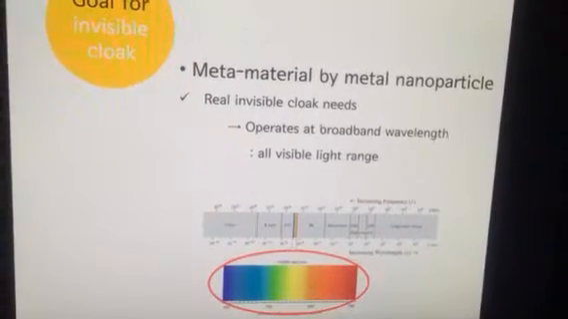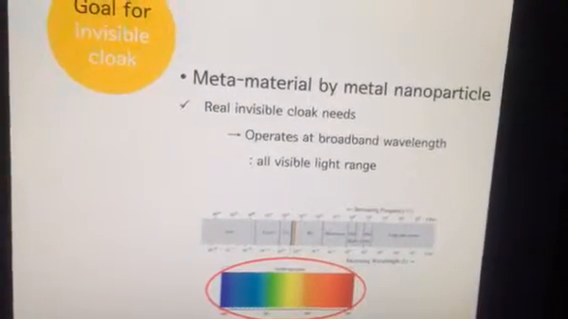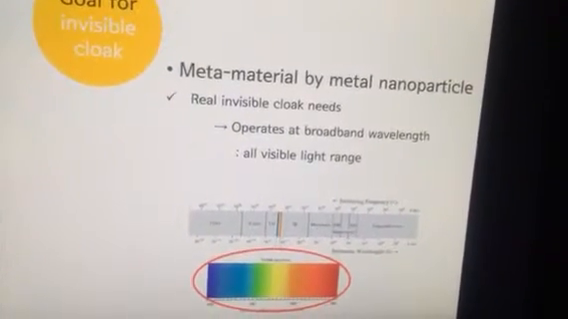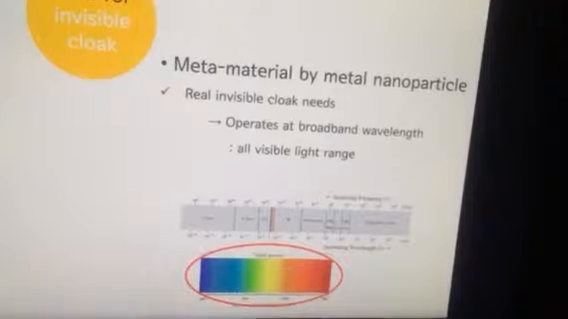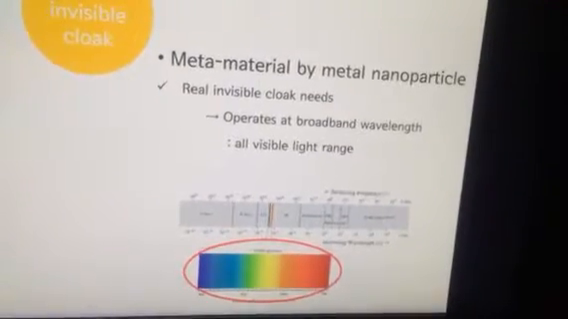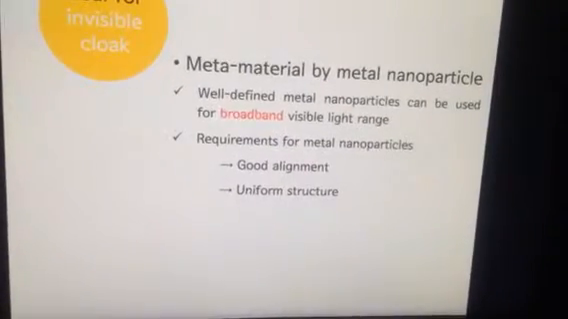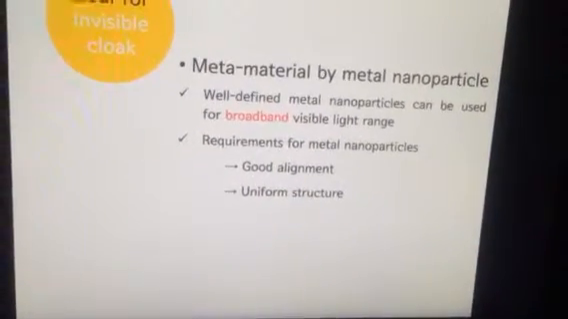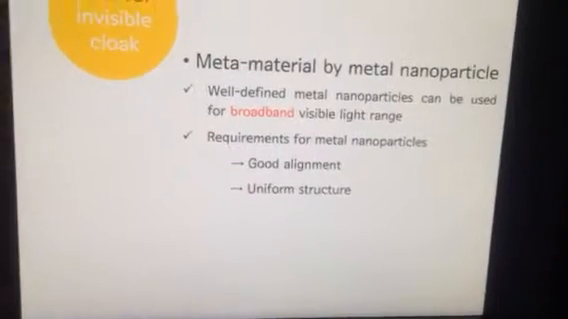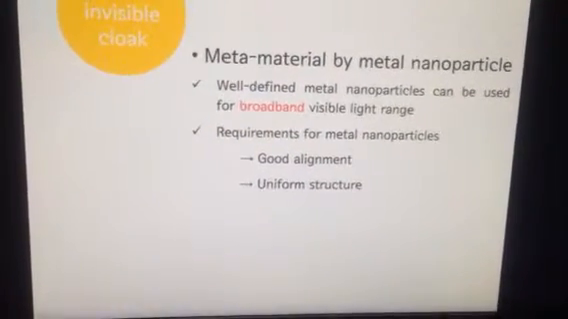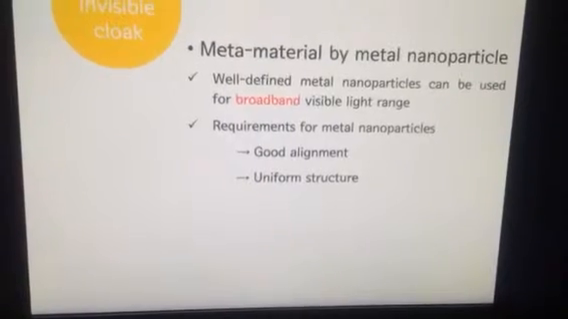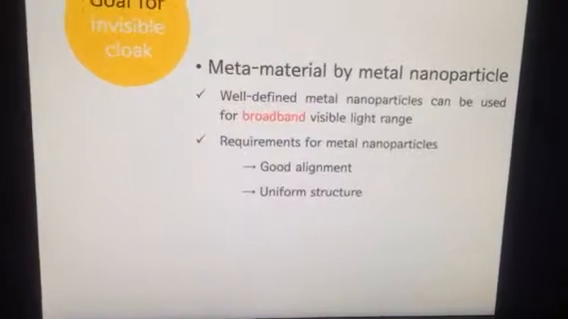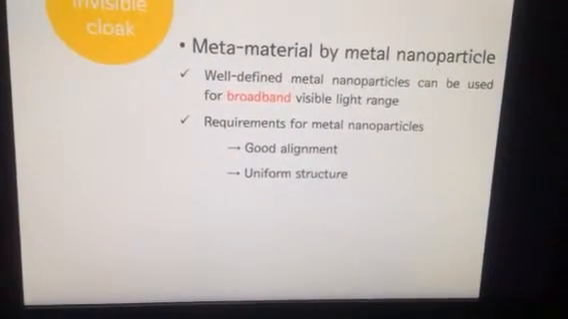We all know that a real invisible cloak should operate at broadband wavelengths, especially at the visible light range, because human beings can only see that visible range, right? And our lab found a special solution using metal nanoparticles. With well-defined metal nanoparticles, we can make broadband metamaterial. Here are two requirements to make good metamaterial with metal nanoparticles: good alignment of particles and also uniform structure of particles.